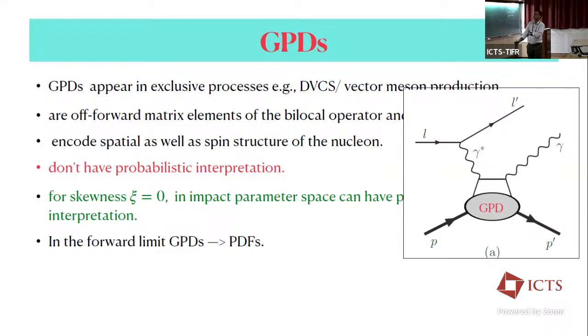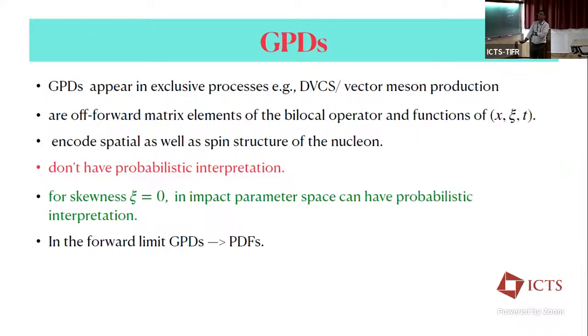These are off-forward matrix elements, because the momenta of the incoming and outgoing proton are not the same. The photon exchanges some momentum with the proton. So they are functions of three variables: x, and zeta, which is called the skewness, that is the fraction of longitudinal momentum transferred in the process, and t, the total momentum transfer squared.